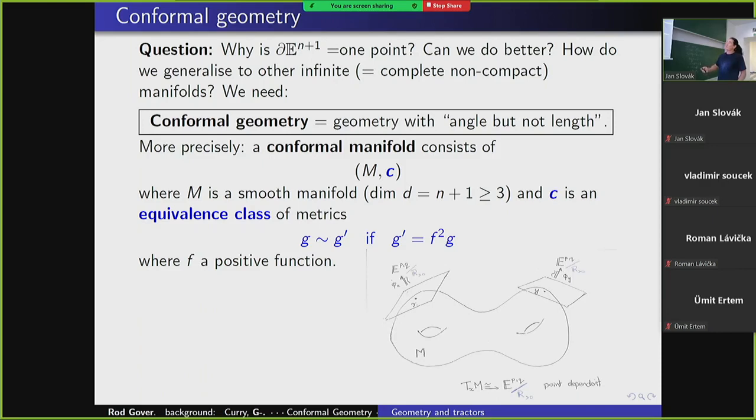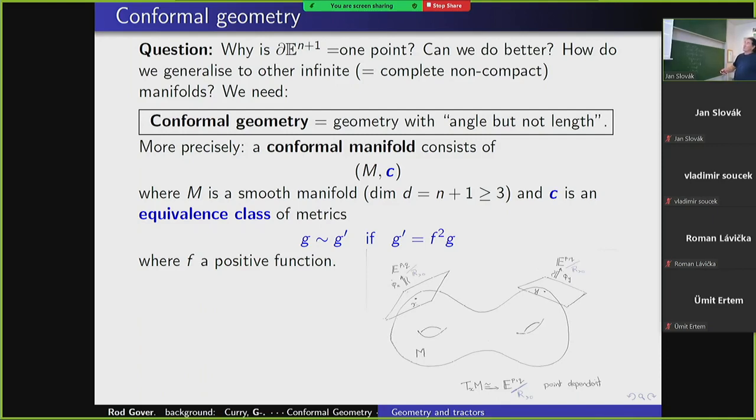So here, I'm just repeating those questions. Conformal geometry, roughly speaking, is geometry with angle but not length. But I want you to think of not just Riemannian signature, even though I'll often be working in that signature, so we have to be a little more precise. A conformal manifold will consist of a manifold and a thing I'll call C, and C is going to be an equivalence class of metrics. Metrics are said to be equivalent if they're related by multiplying by a positive function squared. You square it to make sure it's really positive. We think of that as a smooth function.